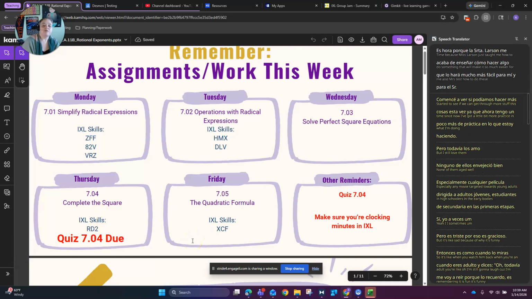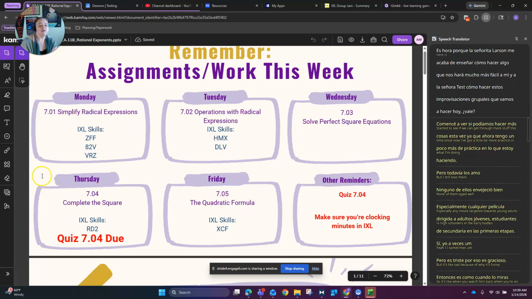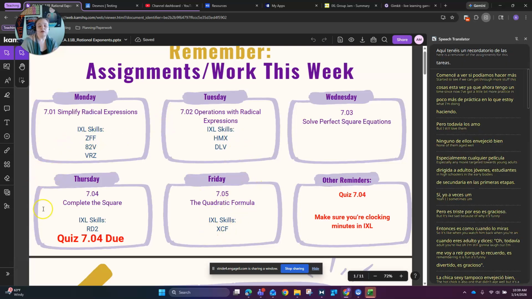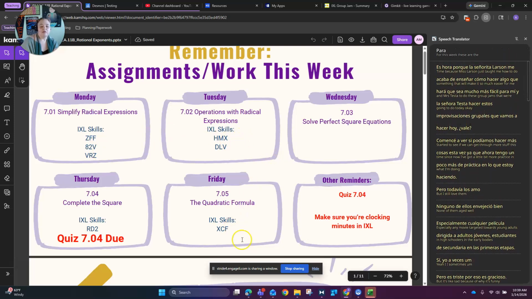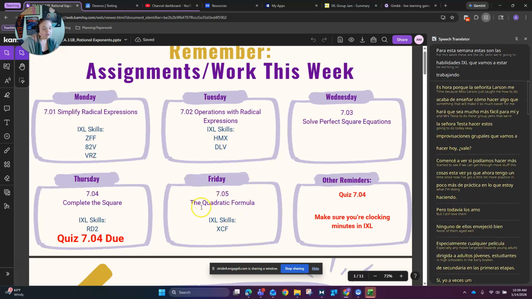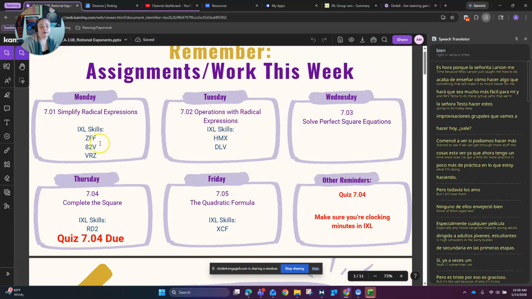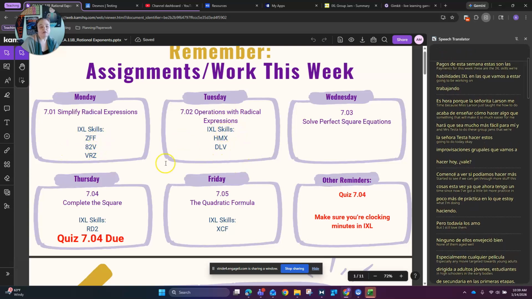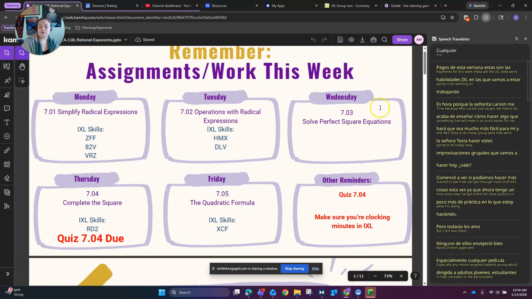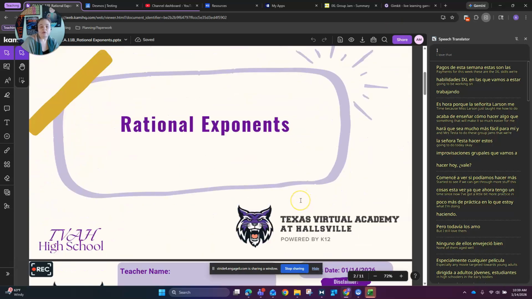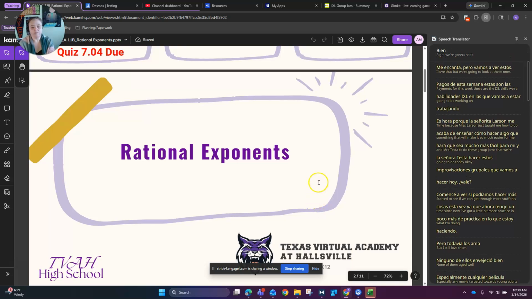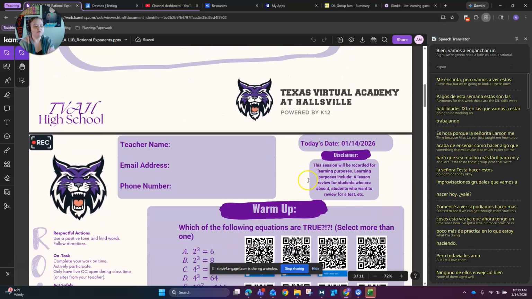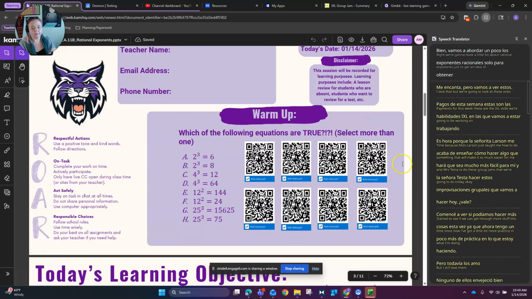Here is a reminder of the assignments for this week. These are the IXL skills we're going to be working on at various times. I don't think any of these are ones I looked at, but we're going to look at these ones today. We're going to talk a little bit about rational exponents, just to get an idea of how they look and how to convert them, just to make sure we know what's going on. But again, anything we do in Desmos is no big deal.